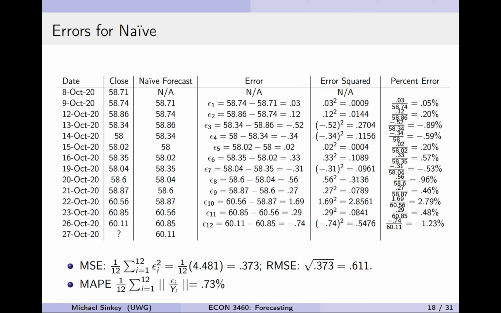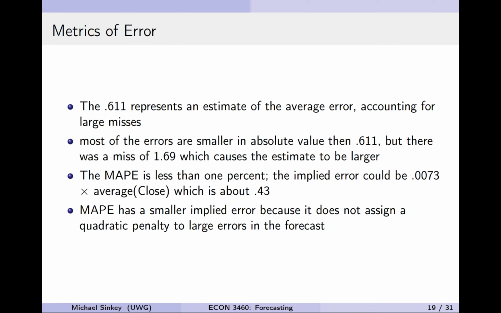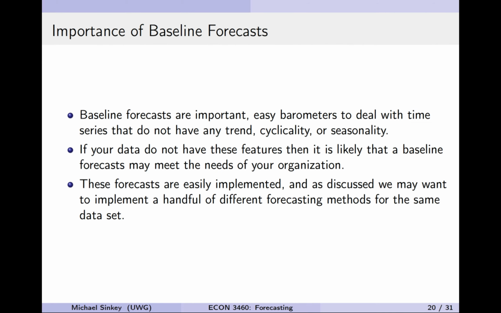Look at 0.611 as being the average size of the miss accounting for the errors. And 0.73 is the mean absolute percent error, so about 0.7% miss. So the 0.611 represents an estimate of the average error accounting for large misses. Most of the errors are smaller in absolute value than 0.611, but there was a miss of 1.69 that caused our estimate to be quite a bit larger. The mean absolute error implies an error of about 0.43. So the error is smaller because it does not assign a quadratic penalty to large errors.